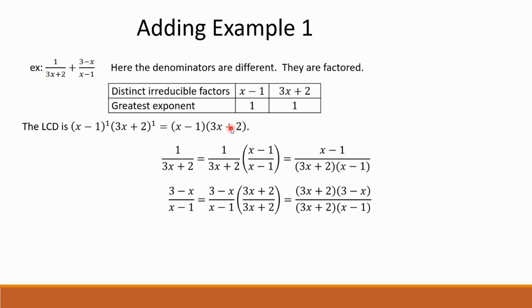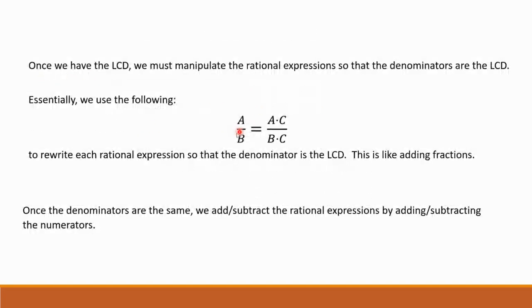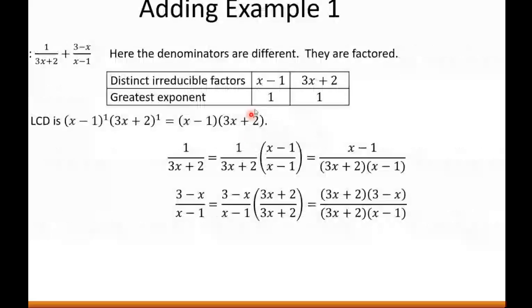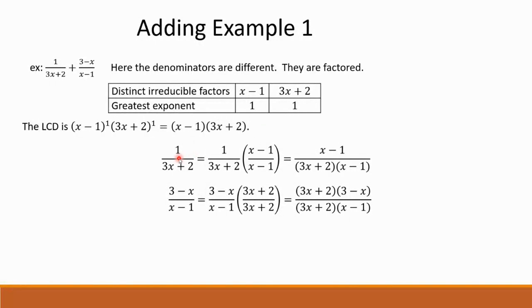So now that we know what the LCD is, we're going to use that rule that was on this slide, right? We're going to use this rule a bunch of times. Namely, what we're going to do is we want the denominator to be this. So we've got to multiply this denominator by x minus 1. And again, whatever we do to the bottom, we do to the top. You have to keep it balanced, algebraically equivalent. So from here, we get this.